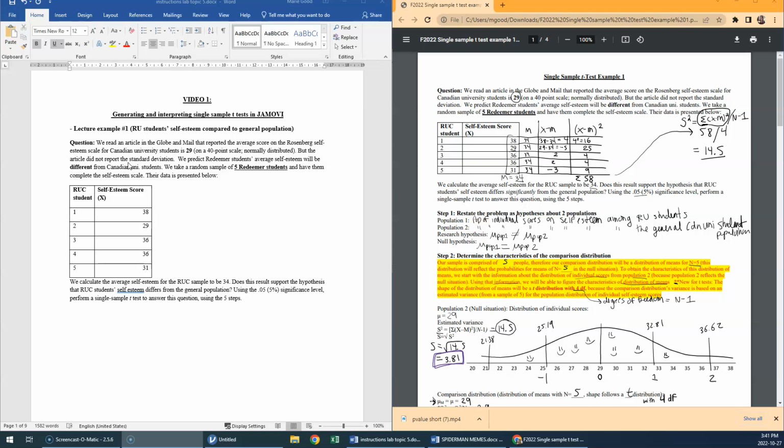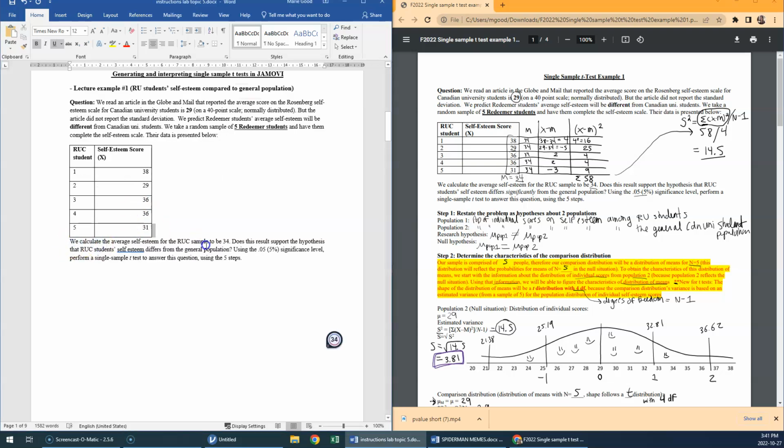Okay, so when we are comparing a sample mean to some known or expected population mean, and the population does not have a known variance or standard deviation, we use the single sample t-test, right? So this is what we're doing. We predict that Redeemer students' self-esteem will be different. We take a random sample of 5 Redeemer students, have them complete that same self-esteem scale, and we have the data presented below. We calculate the average self-esteem to be 34, and we're asking the question, is that sample mean self-esteem, 34, significantly different than the comparison population mean of 29?